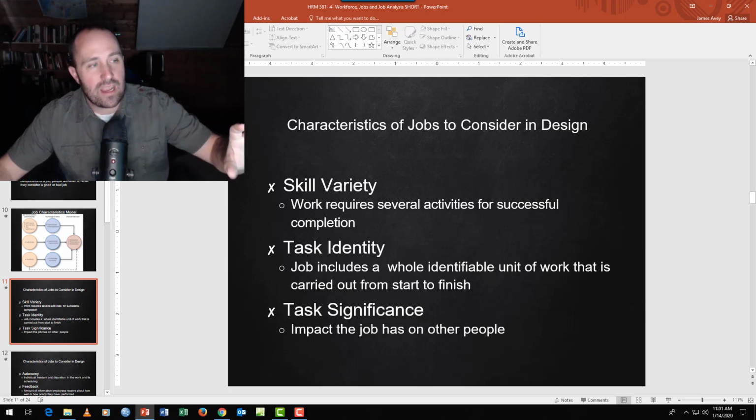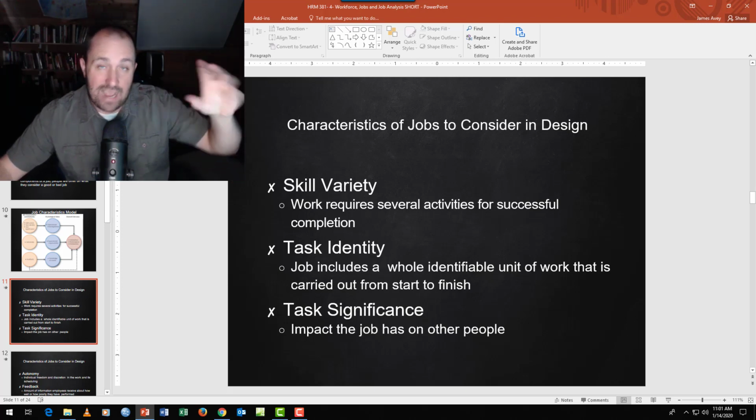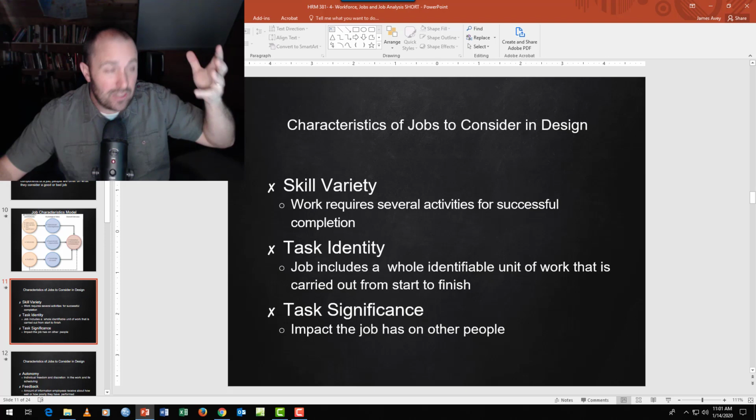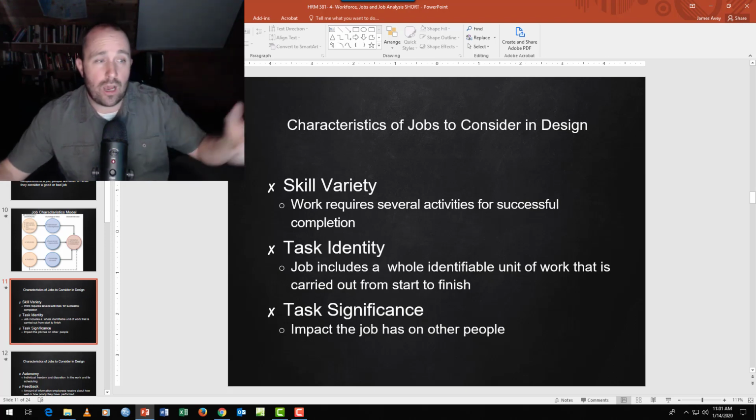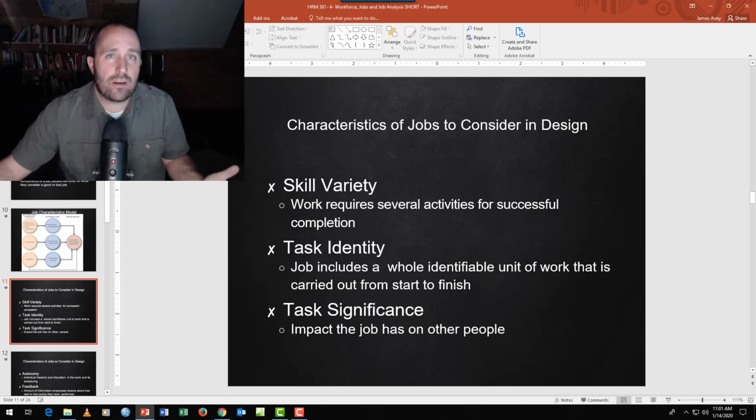So with these right here, if skill variety is high, I have to use a lot of skills to do the job. I get to do the whole job, and the job actually matters. So think about the job you have right now, if you have a job. Do you have to use a lot of different skills? Does anybody care what you do? Is it cool? Does it have an impact on people?